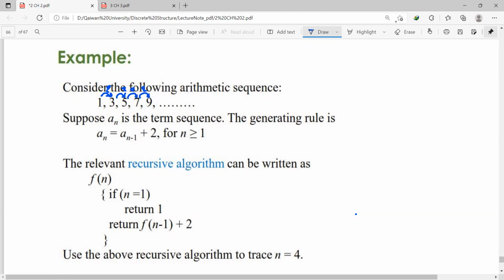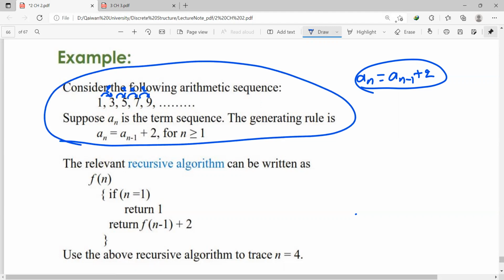So the formula is a(n) equals a(n minus 1) plus 2. That's the formula. The difference of each two terms is 2, which means each term is the previous term plus 2. That means a(n) equals a(n minus 1) plus 2. You'll be given something like this. You may be given these, or you may be given only this one.